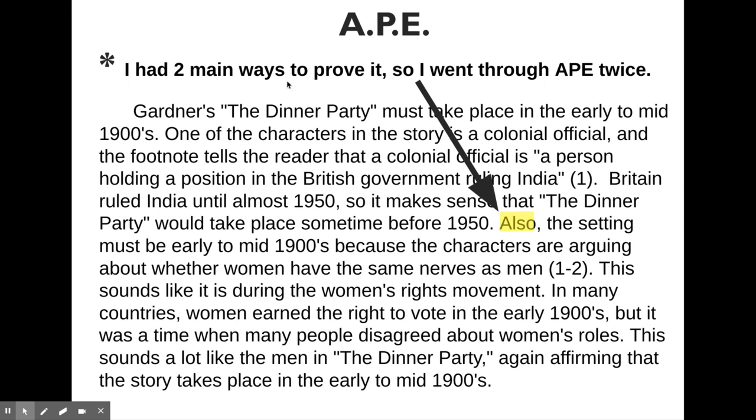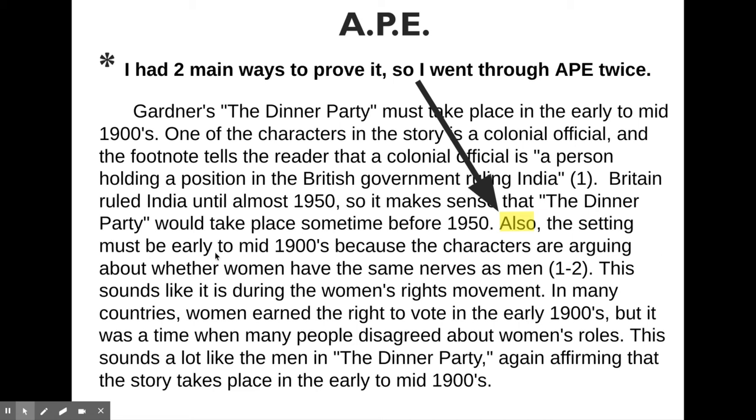Try to think of 2 ways to prove it. I had 2 main ways to prove it, so here's what we already just went through. I answered the question, I proved it, I have my textual evidence and then my page number, and then I just explained Britain ruled India until almost 1950, so it makes sense that the dinner party would take place sometime before 1950. Now, I have another piece of proof, so I'm going to add a transition like also, or another example is, and then I'm going to prove it again. So here's my second piece of proof.